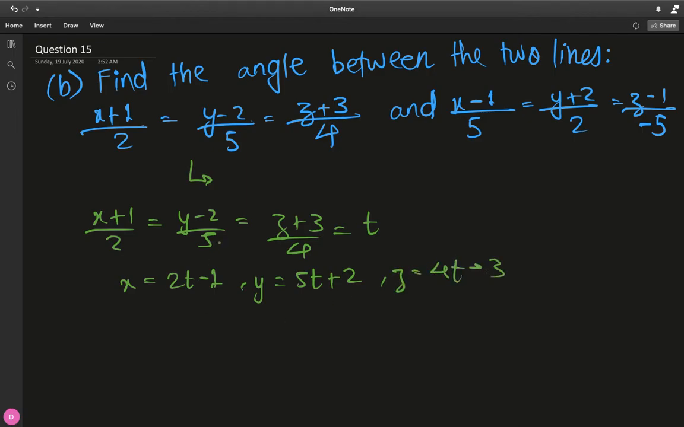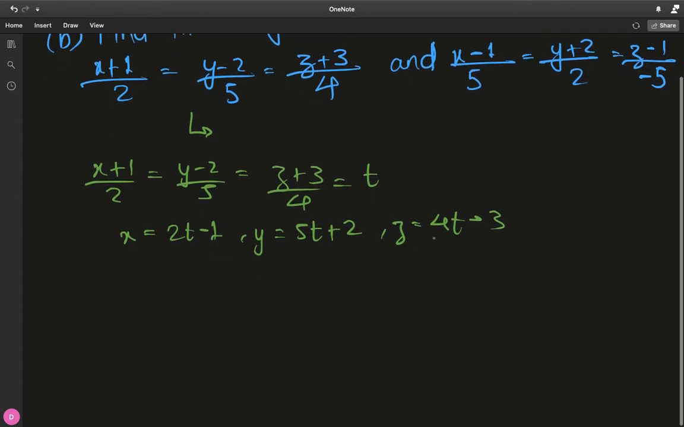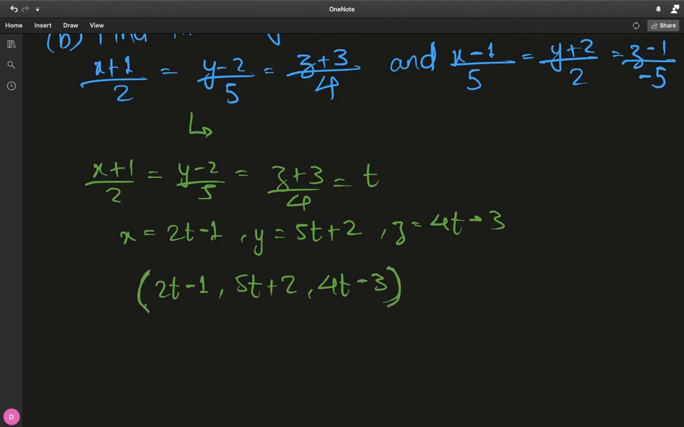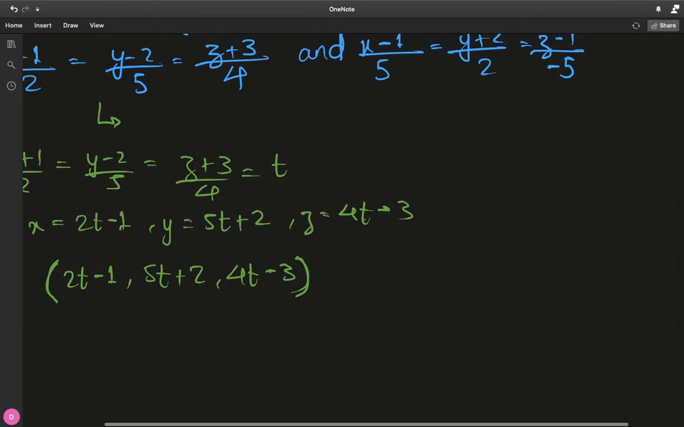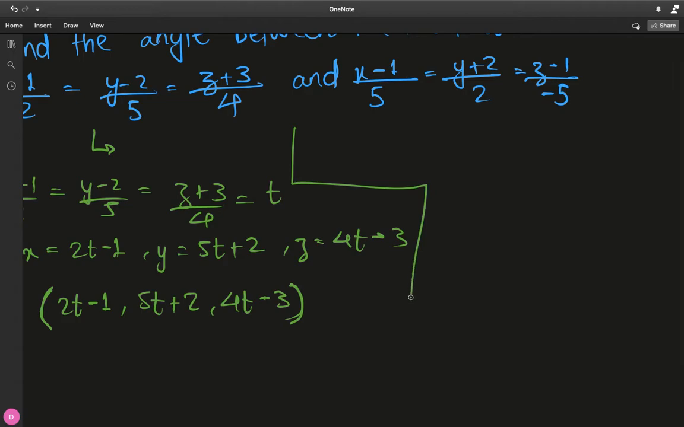So our line in terms of parameters is (2t minus 1, 5t plus 2, 4t minus 3). That's basically our line in terms of parameters or dynamic points. As t varies, this point will move and trace out a line in three-dimensional space. And we can do a similar approach with this second line.